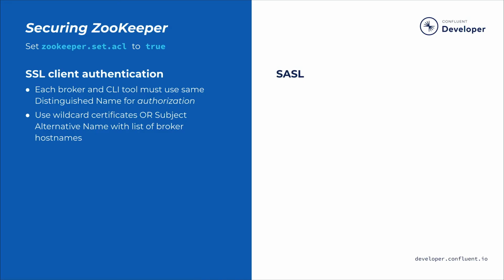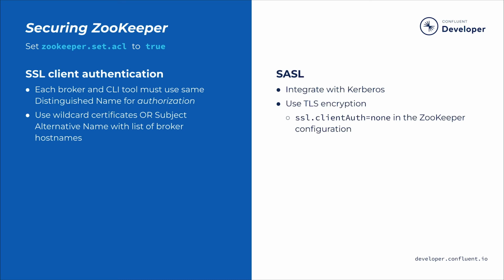Besides SSL client authentication, ZooKeeper also supports SASL. As with Kafka, the main use case here is integration with an existing Kerberos server, such as Active Directory. If you use SASL, you should also ensure that connections from Kafka brokers to ZooKeeper are encrypted using TLS. You can do this by setting ssl.clientAuth=none in the ZooKeeper configuration. When set to none, ZooKeeper allows clients to connect using a TLS encrypted connection without having to present their own certificate. With SASL and Kerberos, the problem of using the same identity for all brokers for ACL and authorization purposes is easily solved. All you have to do is ensure the ZooKeeper client file on each broker is configured with the same principal.